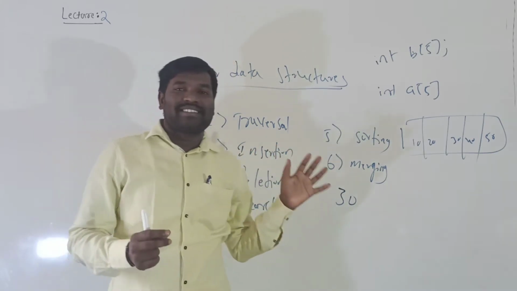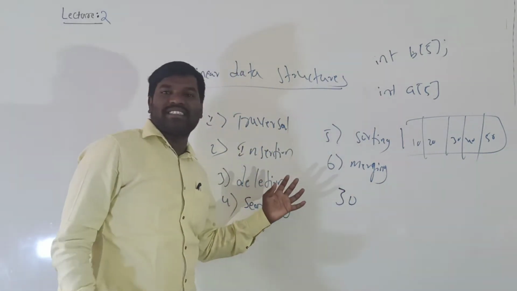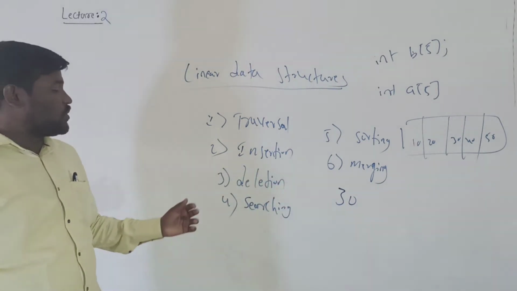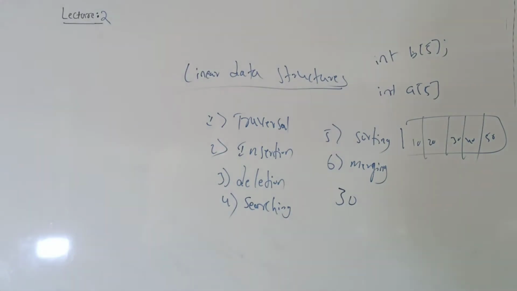Okay, so there are 6 linear data structure operations. First one is traversal, second one is insertion, third one is deletion, fourth one is searching, then sorting and merging. Okay, so it is important.